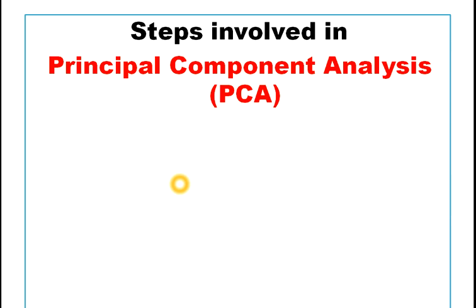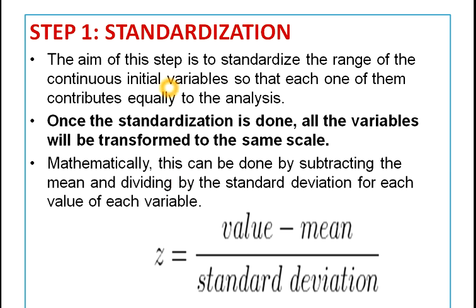Now, the steps involved in principal component analysis. The first step is the standardization step, and this is very important. I have already explained what standardization is through practical implementation in Python also. So let's discuss this step. Step 1 is standardization, and the aim of this step is to standardize the range of the continuous initial variables so that each one of them contributes equally to the analysis. Once we do this, all the variables will be transformed to the same scale.